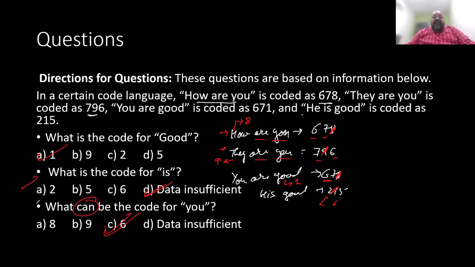Please understand the difference between these two questions, as we did in arrangements as well. This is a definitive answer that we need. It has to have only one answer, not possible. Here we are looking at what may or may not be possible. From the options, 6 may be possible.